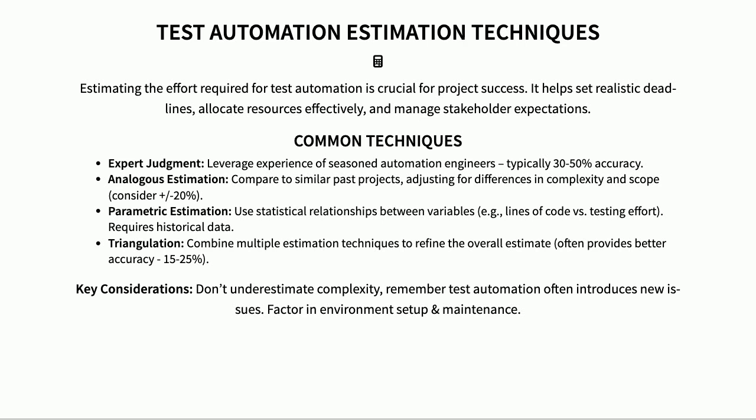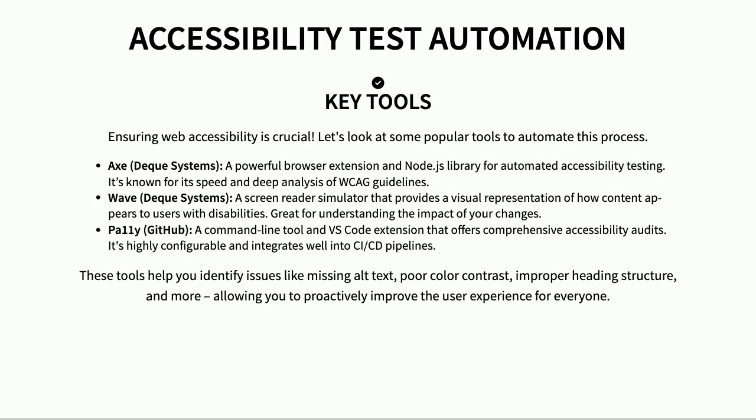Okay, let's dive into some of the awesome accessibility testing tools out there. We have Axe from Deque Systems, which is a really popular browser extension and Node.js library. It's super fast at finding problems with your website based on WCAG guidelines. Then we have WAVE, also from Deque, which is like a screen reader simulator. You can see exactly how content looks to someone using assistive technology.